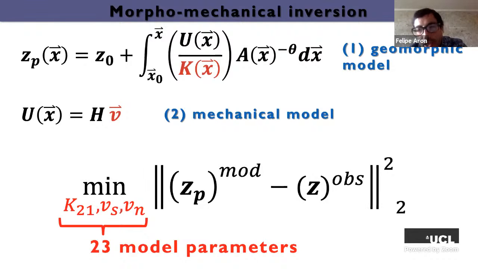And so what we basically do is solve the minimization here for 23 model parameters, which in this specific case are 21 geologic units, so 21 Ks, erodibilities, and Vs and Vn, which are the best-fit parameters that are going to create a specific uplift that, when you plug it into this equation, is going to reproduce the observed topography, as I showed you in the slide with the residuals of the topography.